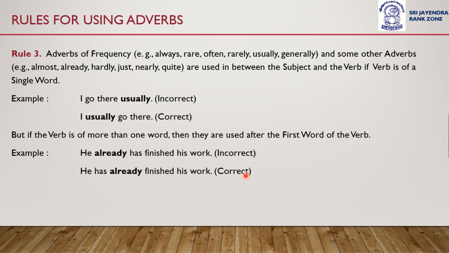Rule number 3. Adverbs of frequency, for example: always, often, rarely, usually, generally, and some other adverbs, for example almost, already, hardly, just, nearly, quite, are used in between the subject and the verb if the verb is a single word. I go there usually is an incorrect statement. The correct statement will be I usually go there.